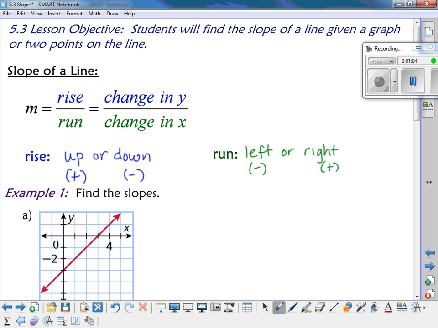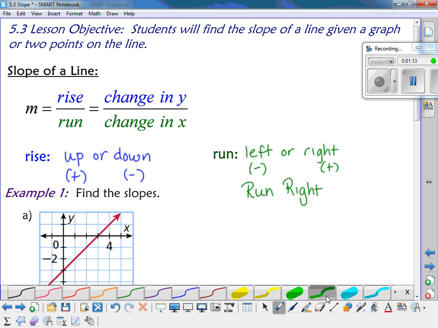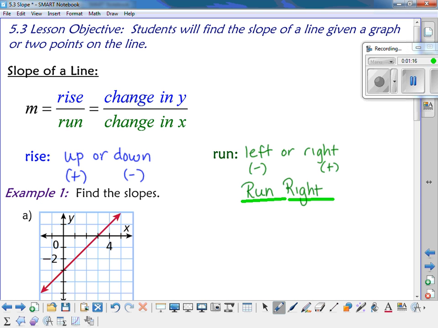And what I want you guys to do when you're graphing is I want you to always run right. I don't want you to run wrong. And the reason is that way you put the positive or the negative with your rise. And if you always run right, your lines will be going the right direction.